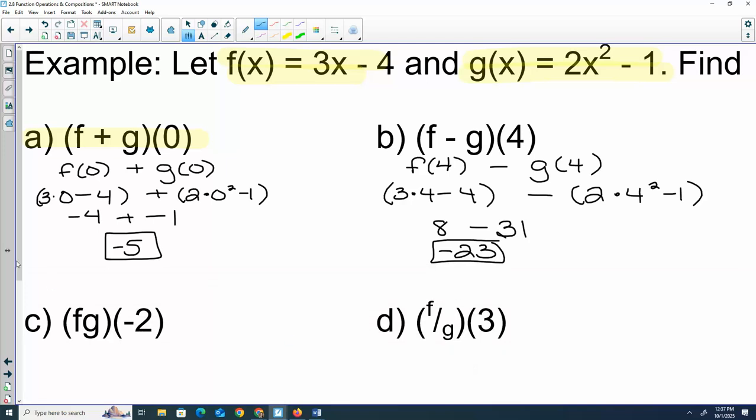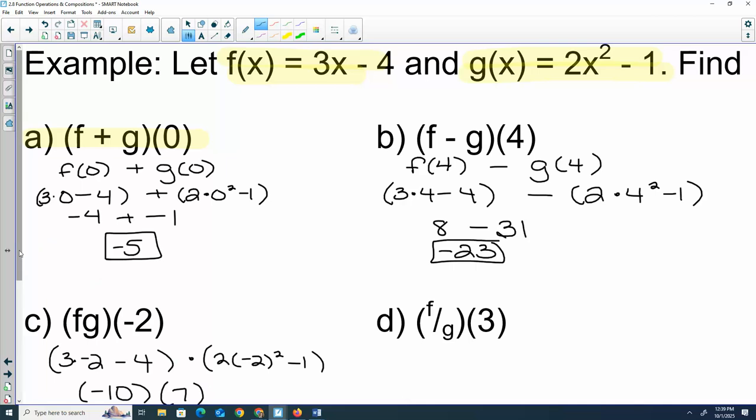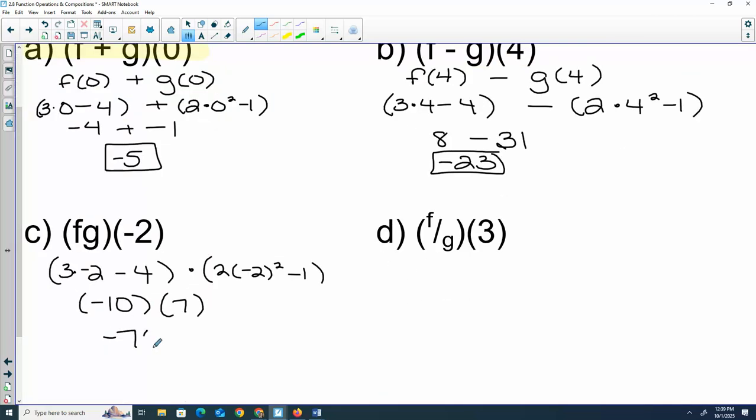I want you guys to try those two. So if you put a negative 2 into f, 3 times negative 2 minus 4, so negative 6 minus 4 is negative 10, times, if you put a negative 2 into g, 2 times negative 2 squared minus 1, so that's 4 times 2 is 8, minus 1 is 7, and negative 10 times 7 gives us negative 70.